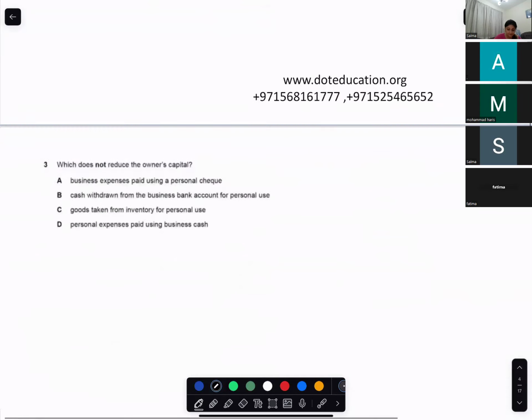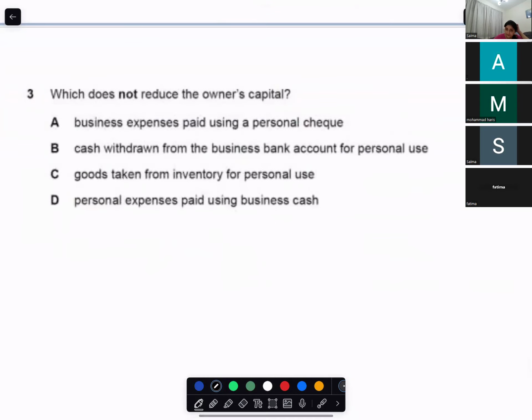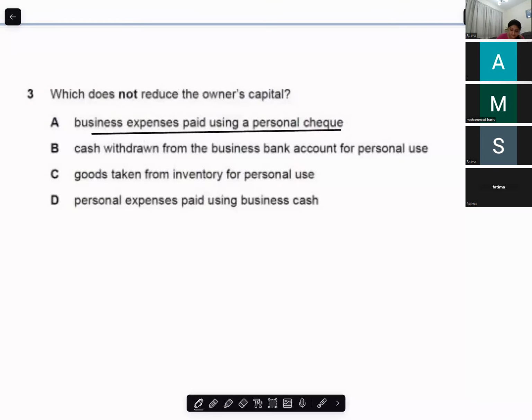Mahad. Yeah, miss. Which does not reduce the owner's capital? Explain to me every transaction. Yeah, miss. Okay. Business expense paid using a personal check. Okay, what happens over here? The owner pays the business expense using his own money. So I think it reduces the owner's capital. Okay, so this will reduce the capital. Very well.